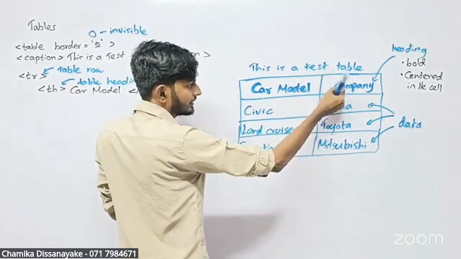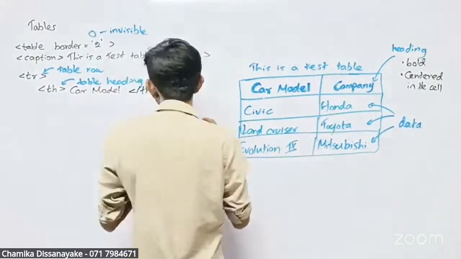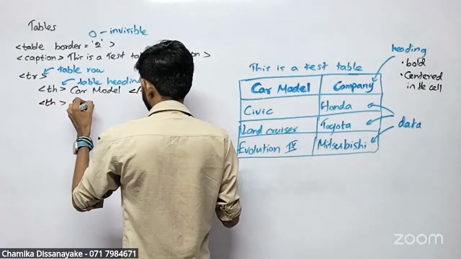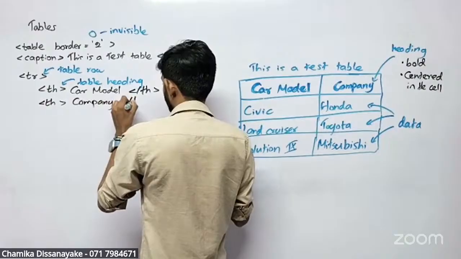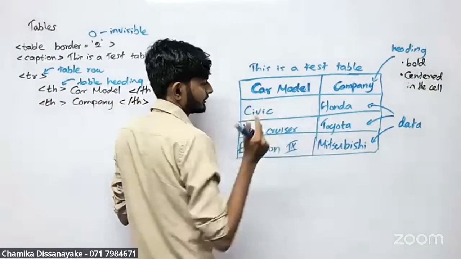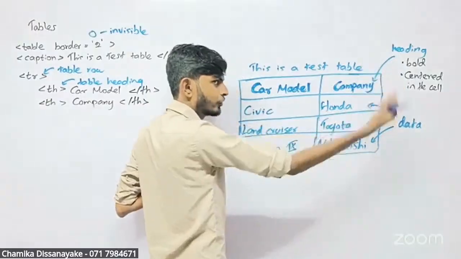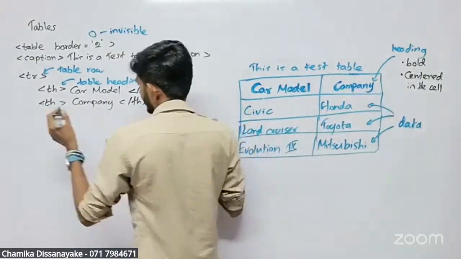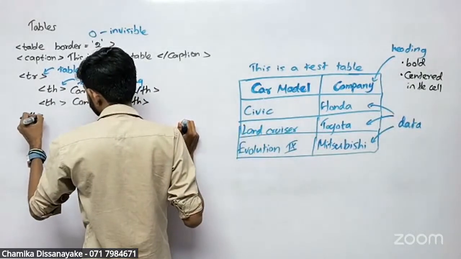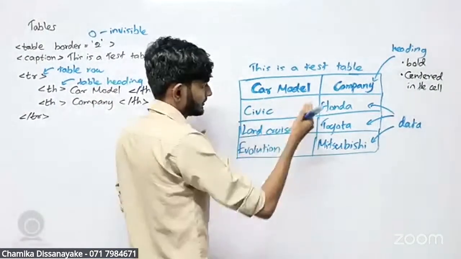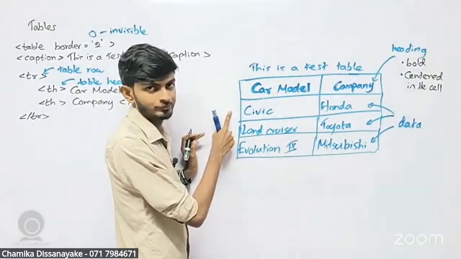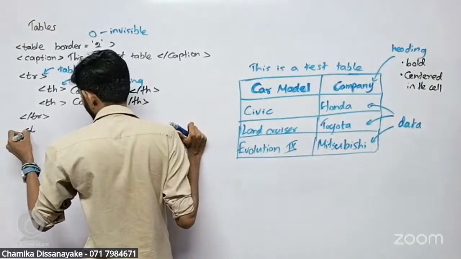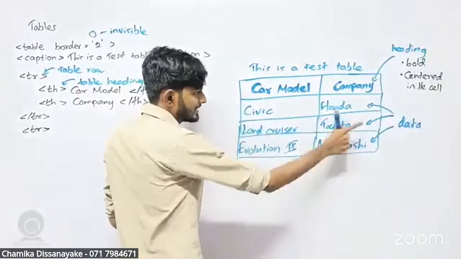Again, I'm going to create another heading. So here company is another heading. So in that case, again TH, open a TH, company, and I'm going to close the second heading. And here we are going to close the row. So the row is finished here. Row is finished. So then I'm going to close the first row, TR. The first row is going to close. So then I have to create the second row. So there is a second row also. So I'm going to create the second row, TR, and those are all data.